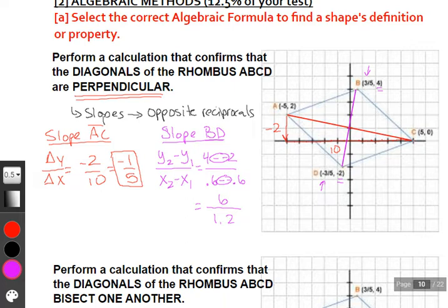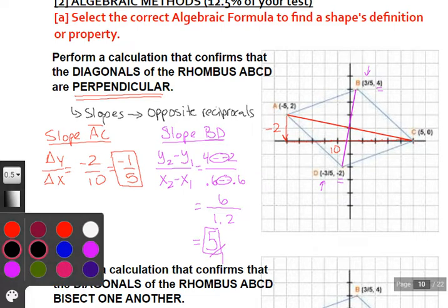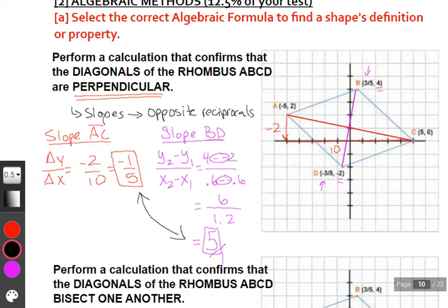Again, we have to deal with this as a comparative number. Since it's already in decimal form, I'll make this a decimal too. So 6 divided by 1.2 is going to be 5. Well, now let's compare them. We have a slope of 5, which is the same as 5 over 1, and we have a slope of -1/5. So those by rule are opposite reciprocals. So we know that AC is going to be perpendicular to BD.